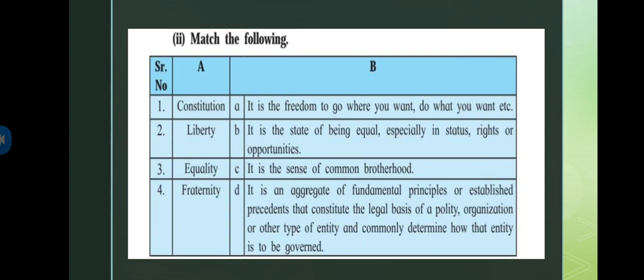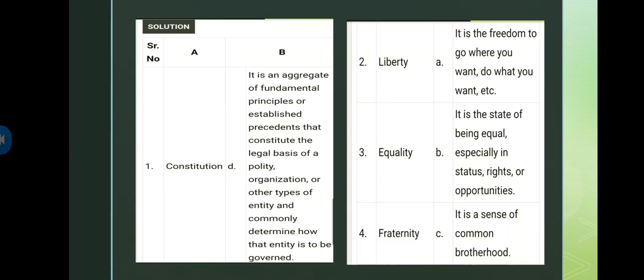Then later we have to match the columns, match the pairs. In column A there are four options, and four points are given just after that, and we have to select the correct ones. Constitution, liberty, equality, and fraternity, these are the four options. So here are the correct answers. Constitution, basically. What's the meaning of constitution? It is an aggregate of fundamental principles or established precedents that constitute the legal basis of a polity, organization, or other types of entity, and commonly determine how the entity is to be governed. Now the point 2, that is liberty. What is liberty? It is the freedom to go where you want, do what you want, etc.